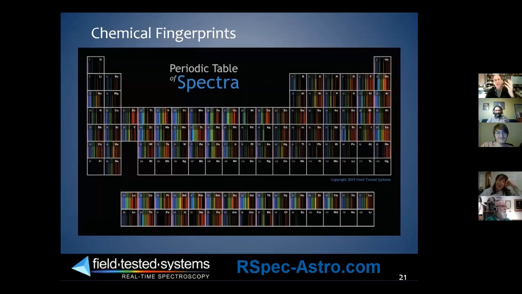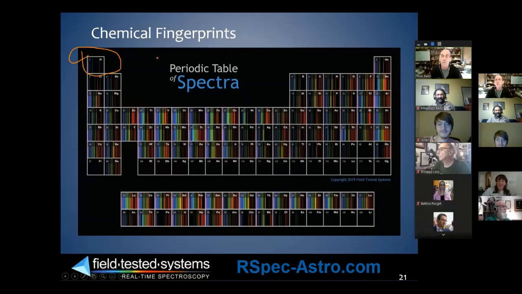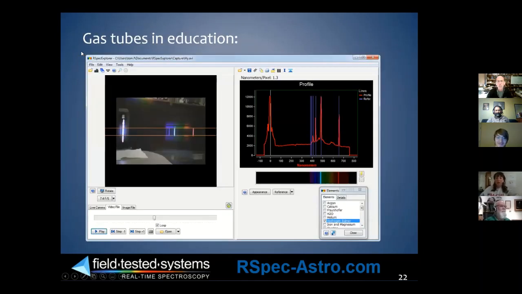This is the periodic table of spectra that we developed here. It's actually available as a poster. You can see hydrogen there. There's the hydrogen Balmer lines. You can see that hydrogen has a very different spectrum than helium. So this is a great example of how spectra are actually fingerprints.